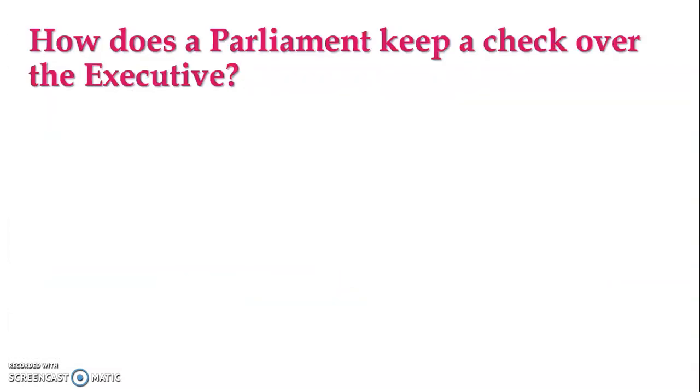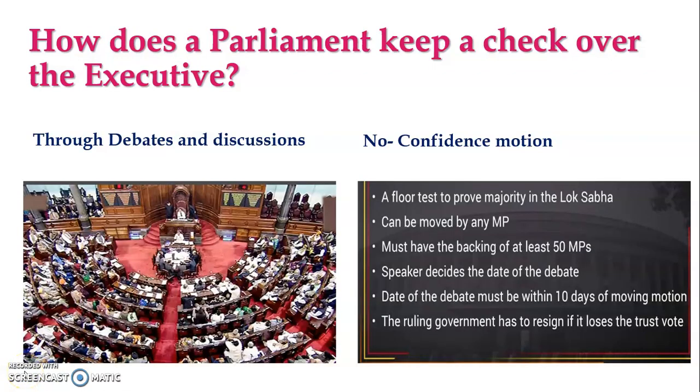How does a parliament keep a check over the executive? The system of checks and balances is essential for the proper functioning of the three organs of the government. In a parliamentary system, the legislature tries to keep a control over the executive, that is, the Council of Ministers. A few ways of exercising control are through debates and discussions.